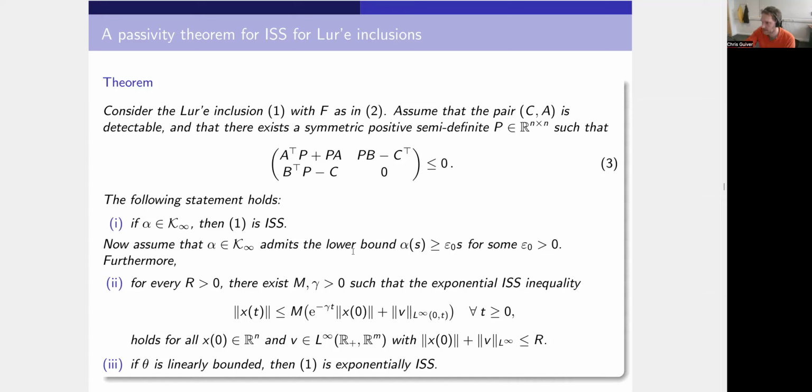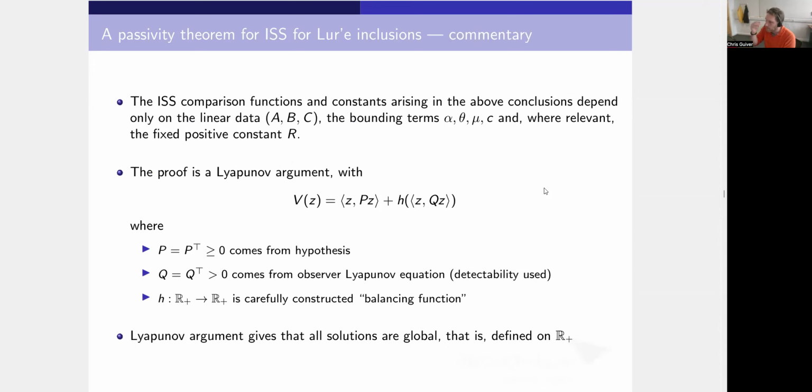So the first main result. It's worth commenting that inequality 3 is a sort of dissipativity or passivity assumption on the linear system, and the sector condition captured by alpha is a dissipativity property on the nonlinear term, and that's why it's in the spirit of the positivity theorem. I mentioned uniformity earlier and the importance it's going to play. These comparison functions that you get out, what do they depend on? Well, they depend only on the linear data, A, B, C, and these bounding terms which crop up in the definition of the correspondence capital F, and then the fixed constant R where it appears. They don't depend on anything else, and that's going to be important later.